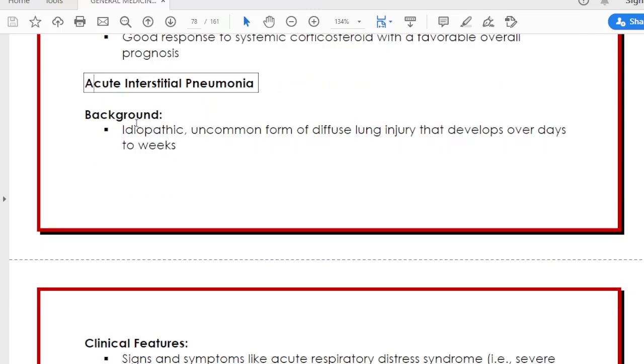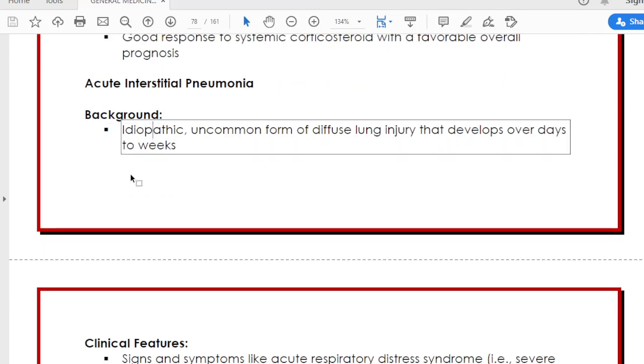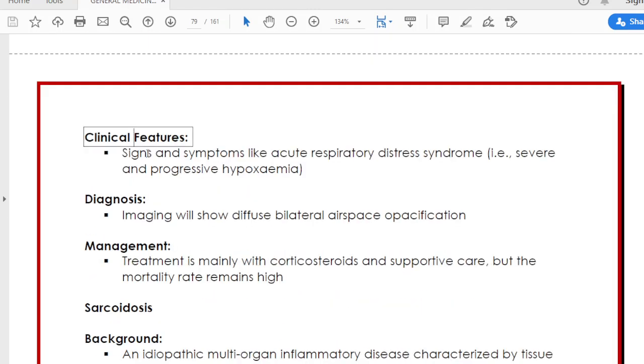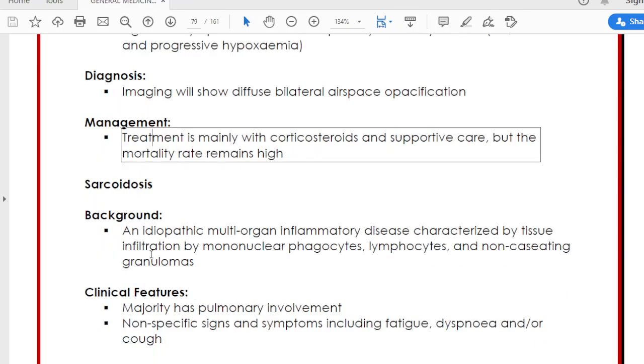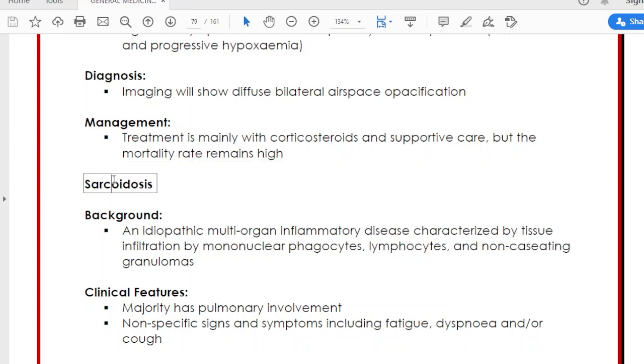Acute interstitial pneumonia. Background: idiopathic, uncommon form of diffuse lung injury that develops over days to weeks. Clinical features: signs and symptoms like acute respiratory distress syndrome, i.e., severe and progressive hypoxemia. Diagnosis: imaging will show diffuse bilateral airspace opacification. Management: treatment is mainly with corticosteroids and supportive care, but the mortality rate remains high.